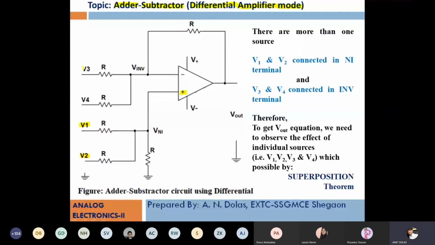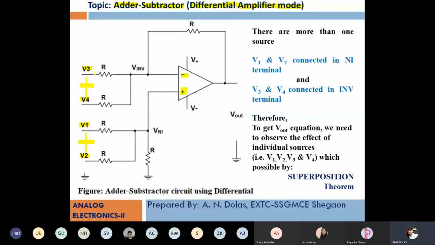So there will be two addition operations here, V1 plus V2 and V3 plus V4, but both the operations are carried out at different ends. V1 plus V2 is carried out at the non-inverting terminal, so it will have a plus sign, but V3 and V4 addition is carried out at the inverting terminal, so it will have a minus sign. So minus, in bracket, V3 plus V4. The equations are on a later slide.